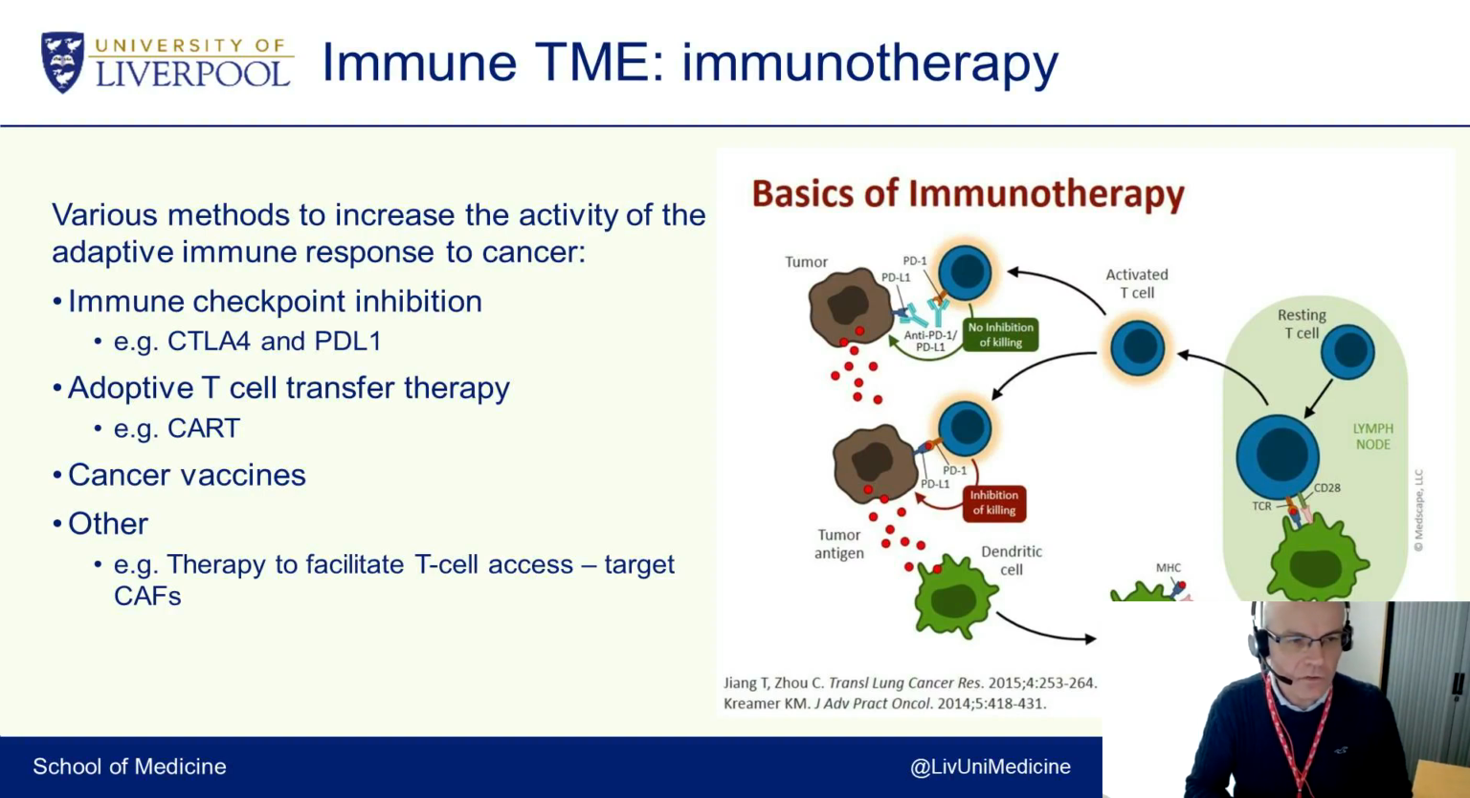And there are other ways such as transfer of T cells like CAR T therapy, cancer vaccines, and elements which might target other parts of the tumour microenvironment. So if it is the fibrosis of the extracellular matrix which is inhibiting access of cells, if you can target the fibroblasts, you might also be able to facilitate the function of the tumour immune system.